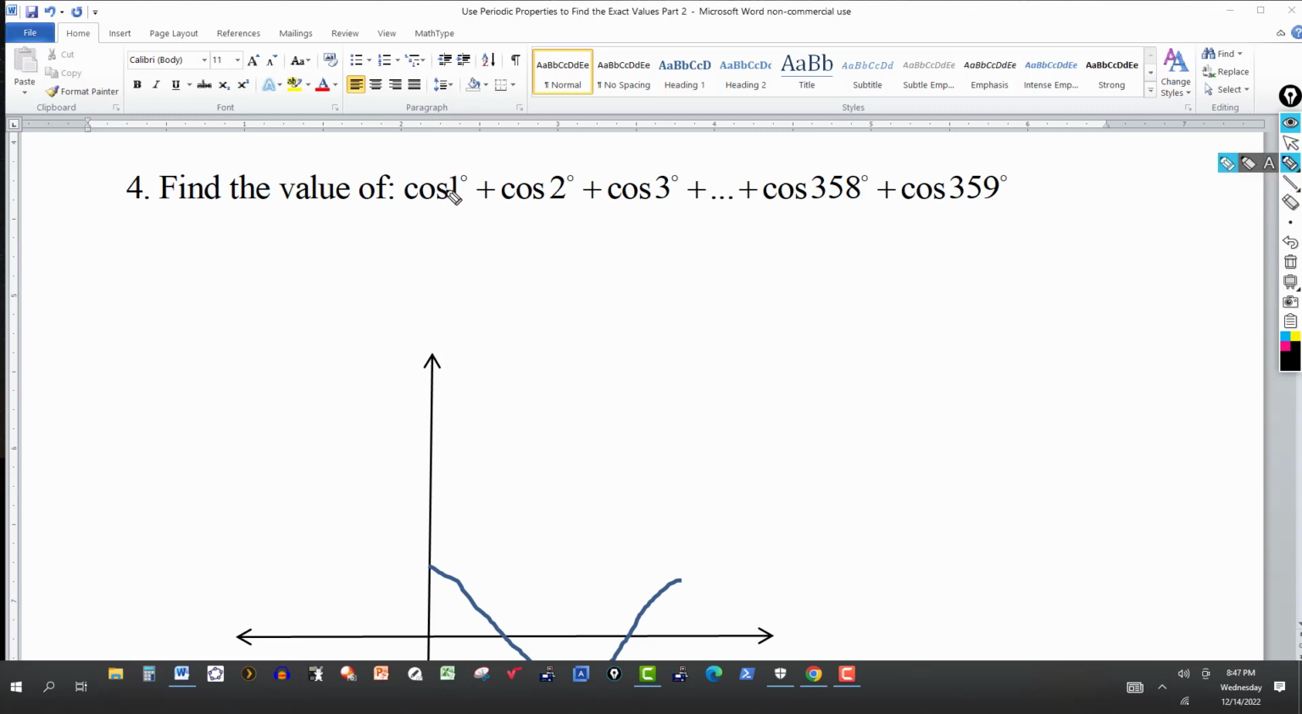So the only value I have for this expression is -1. The 1 degree will cancel with the 91 degrees and so forth. Everything else is going to cancel out except that middle value at 180, which produces a value of -1. And that's all I'm going to have left over.